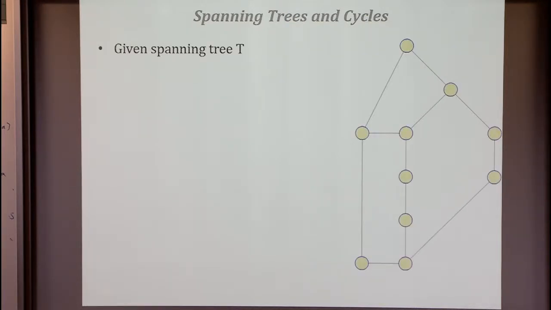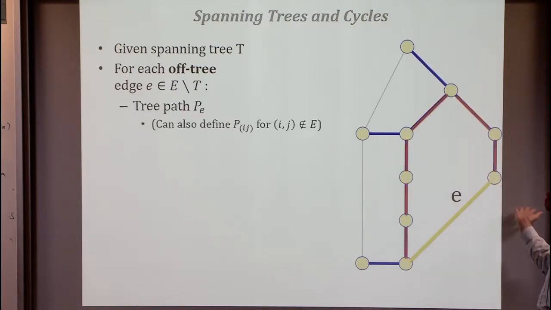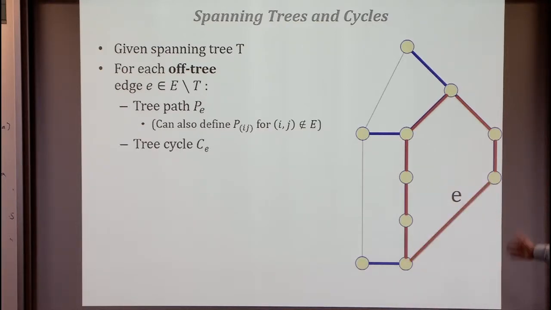So, given a spanning tree, first of all, I claim this gives us a basis for the space of cycles. For every edge that's not in the tree, you get a cycle, right? And you get a path. So if I give you this edge E and I fix the tree, then I'm going to write PE for the path in the tree that routes the edge. So this is PE. And you can also get a cycle, which is just putting the edge into the path. So given every edge not on the tree, you get a cycle, and you get a path in the tree.